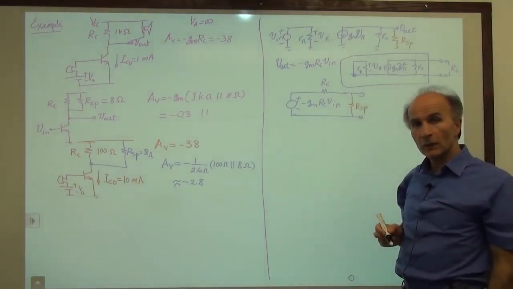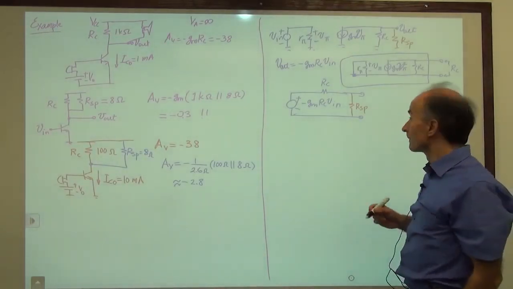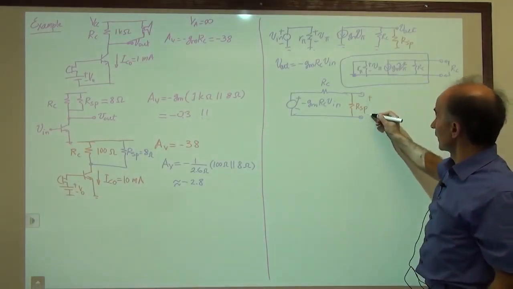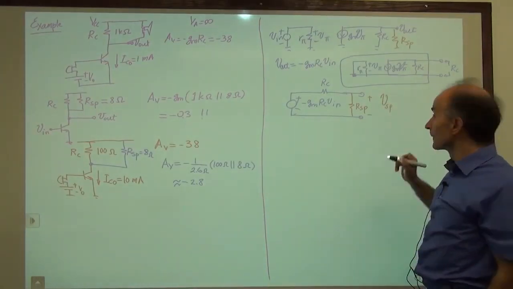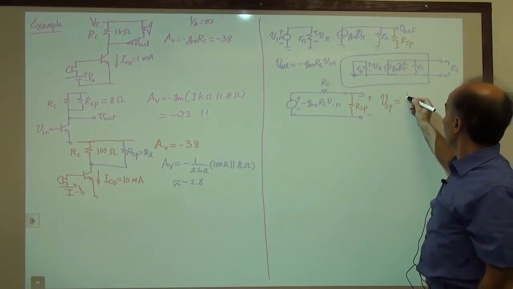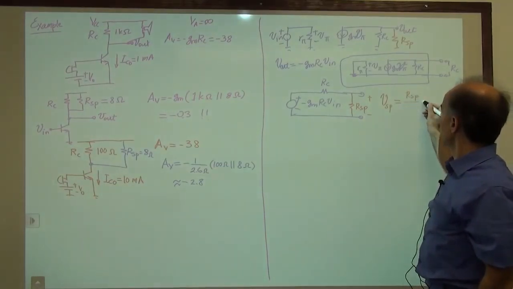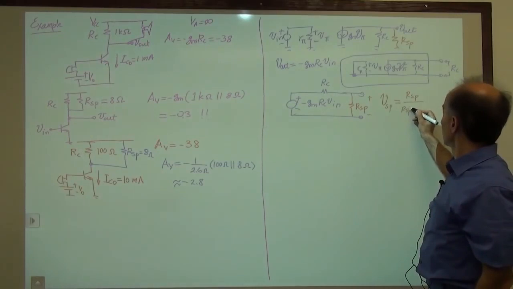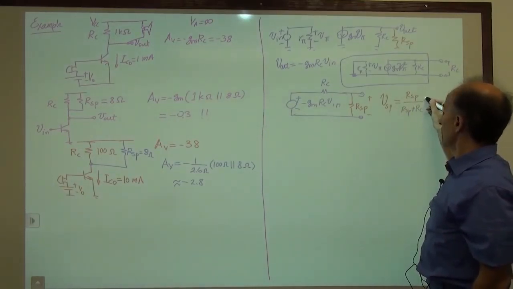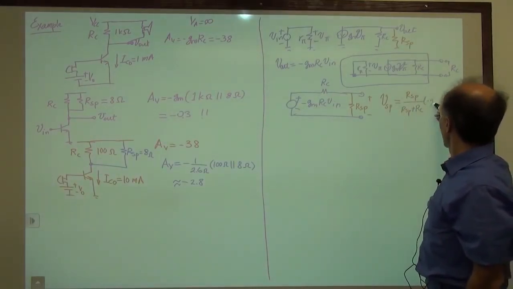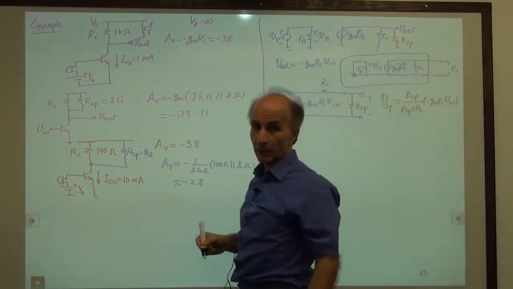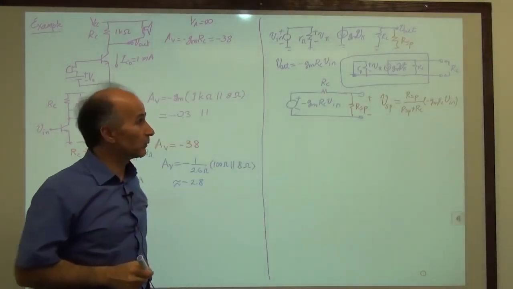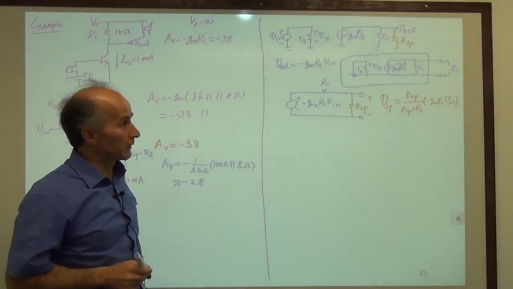So how much voltage are we delivering to RSP? So this is the voltage that we are delivering, right? So let's call it VSP, the voltage delivered to the speaker, is equal to RSP divided by RSP plus RC times minus gm RC V in. Right? It's just a simple voltage divider. So that's what we are delivering to the speaker.